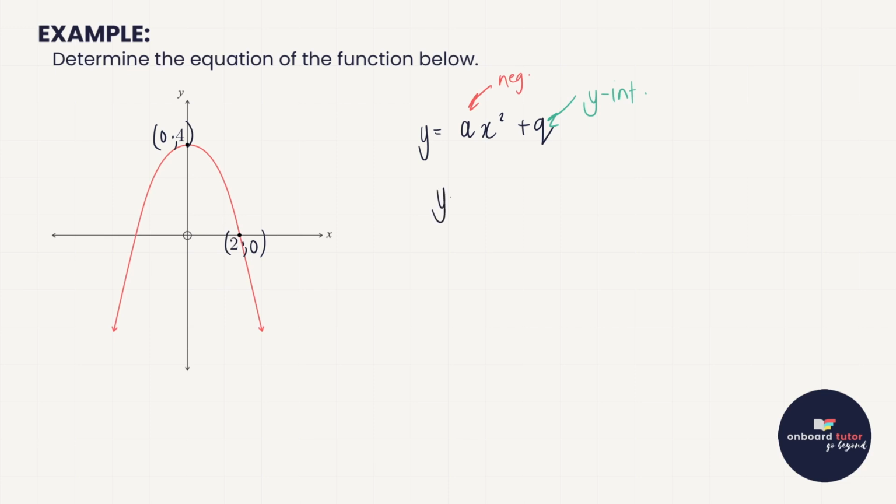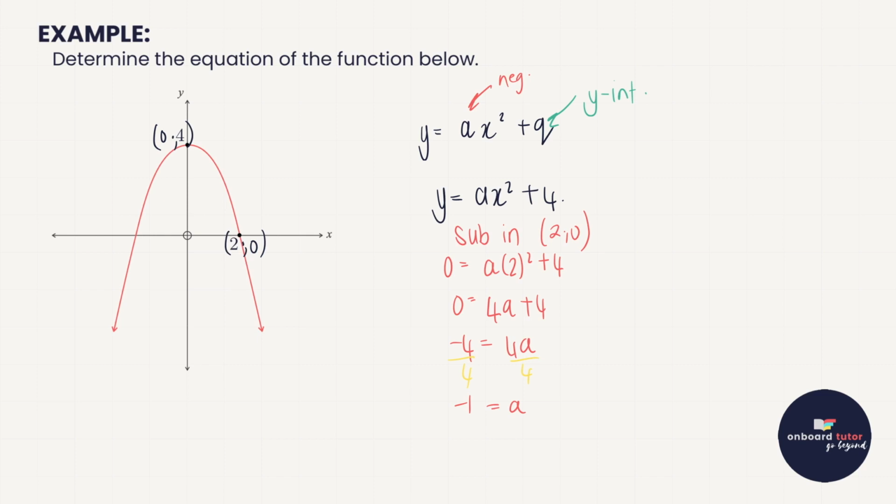So let's do that. y is equal to ax squared plus 4. And now, in order to get the a value, let's substitute in one of these points. It shouldn't matter which one, but I'm going to take (2, 0) because we haven't used it yet. So we're going to say 0 is equal to a times 2 squared plus 4. That ends up being 4a plus 4 equals 0. Take the 4 over, so -4 equals 4a. Let's divide both sides, and we end up with a equal to -1.